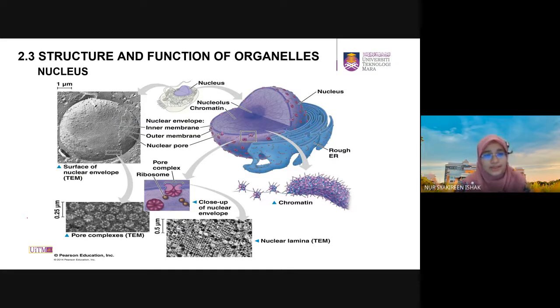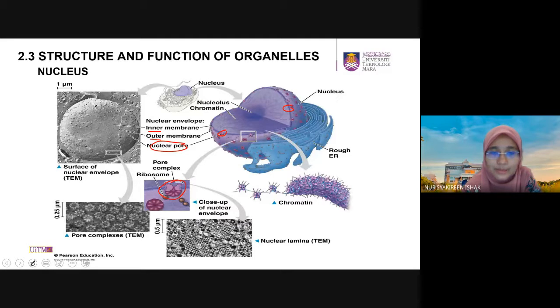This is the diagram to show you the structure of the nucleus. As you can see, the nucleus has a double membrane, the inner and the outer membrane. We call it the nuclear envelope. The nuclear membrane will have pores, the nuclear pores. This nuclear pore is actually made up of protein complex, proteins that are embedded in the nuclear envelope.